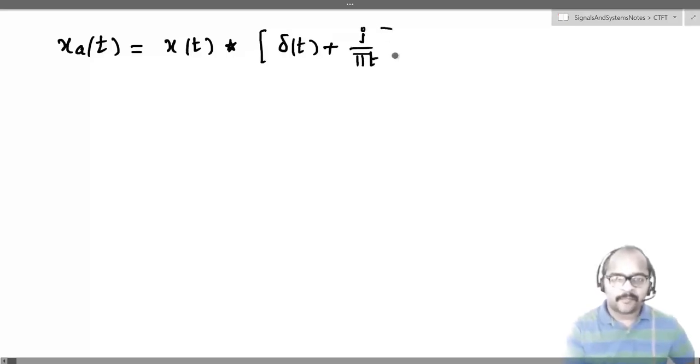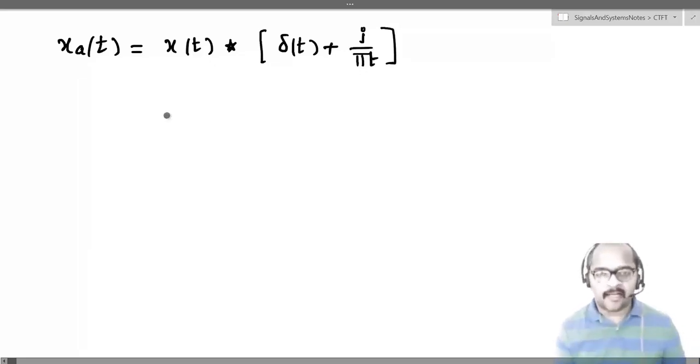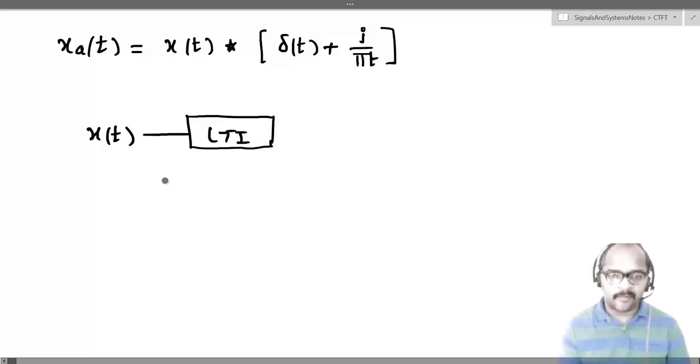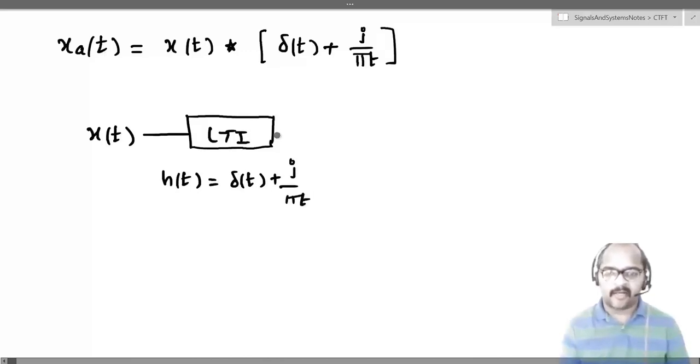So clearly, because convolution is involved, an LTI system is also involved. So how do you put this in block diagram notation? I have x of t, and this is passed through an LTI system whose impulse response is delta of t plus j divided by pi t. And what do we get as output? Instead of using y of t, we use xa of t.